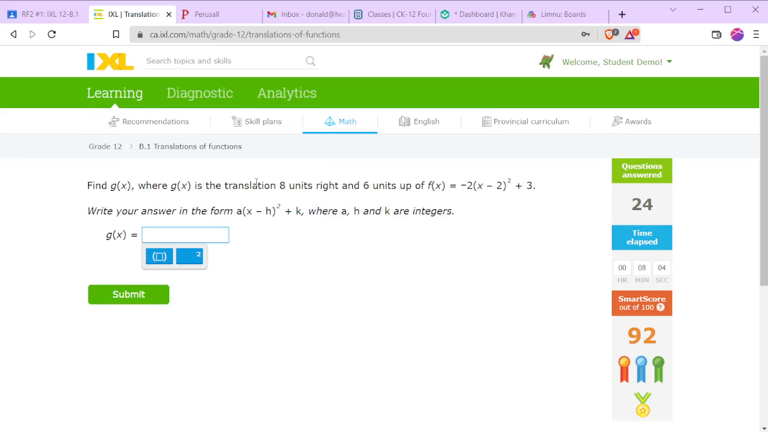All right, so this one, 8 units right and 6 units up. So 8 units right is the same as x minus 8, but we're subtracting 2. And then 6 units up, our 3 becomes a 9.